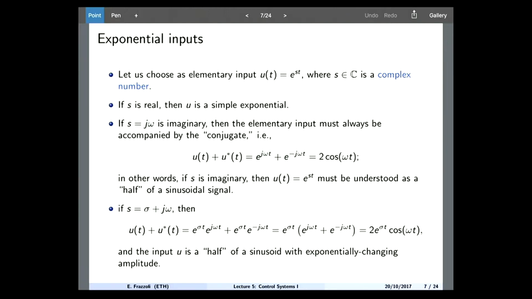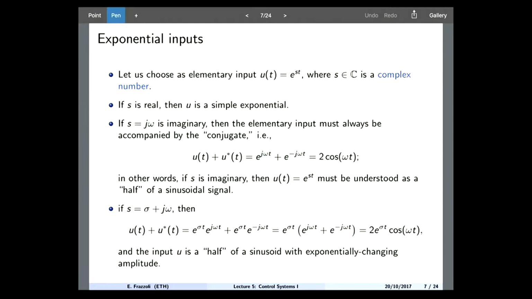So remember, what does the real part of this S tell you? Look at this. It's the growth or the decay, right? So if I say that the input is a sinusoid with a certain frequency, a sinusoid has constant amplitude, right? So what would that sigma be in that case? It would have to be 0, right?